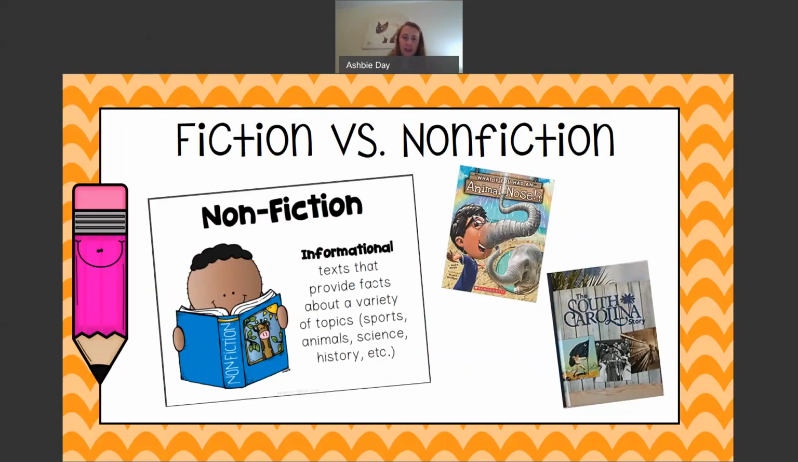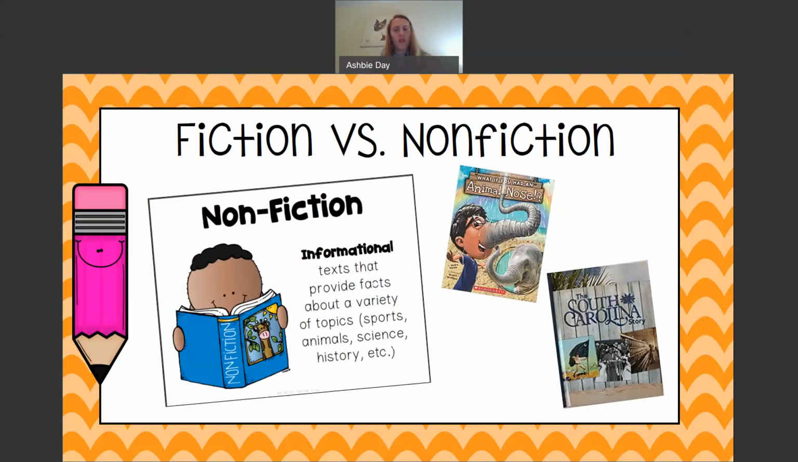So, fiction versus nonfiction. Nonfiction texts provide facts about a variety of topics: sports, animals, science, history, whatever. We've read a few books that are nonfiction. The book pictured right here on the screen is What If You Had an Animal Nose? We did read that one this year. That is an example of nonfiction. And as we go further in this unit, we're actually going to read another book from that series. And again, it's nonfiction. It's not made up.